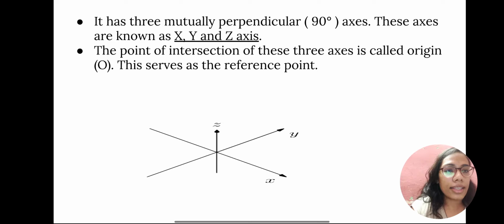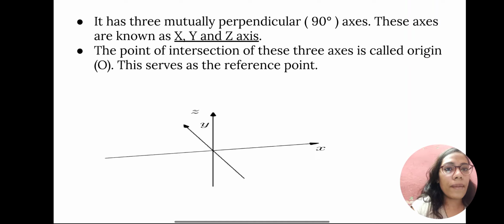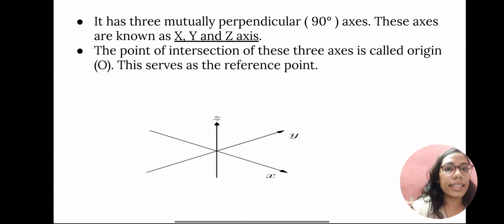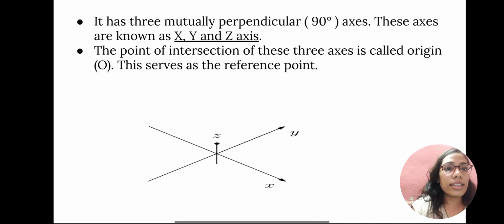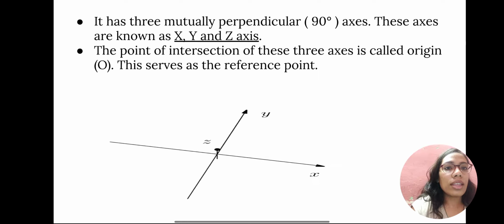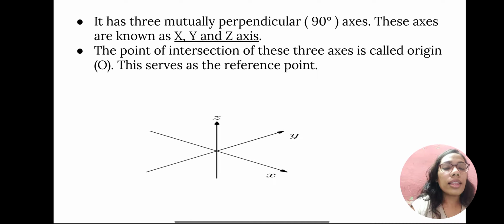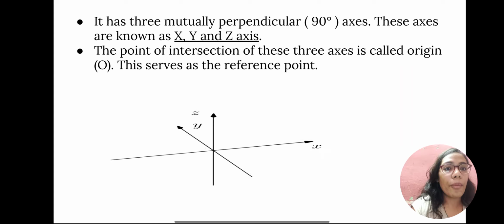Generally, we take three axes which are mutually perpendicular, and we name them x, y, and z axis. The point of intersection of these three axes is known as origin. We can use it as our reference point. In the slide you can see these axes are perpendicular to each other.